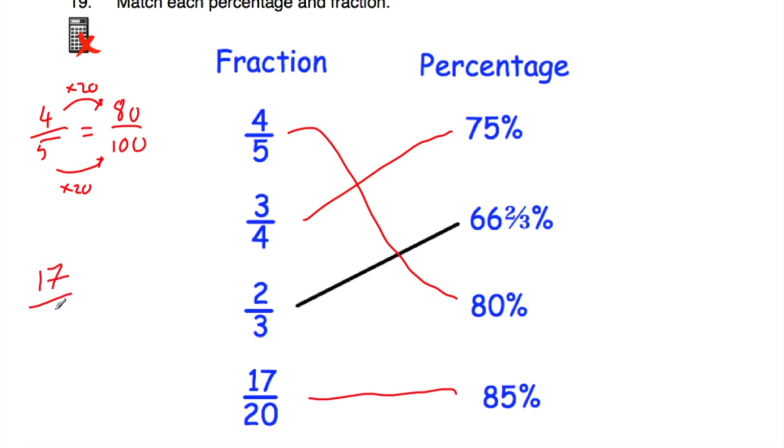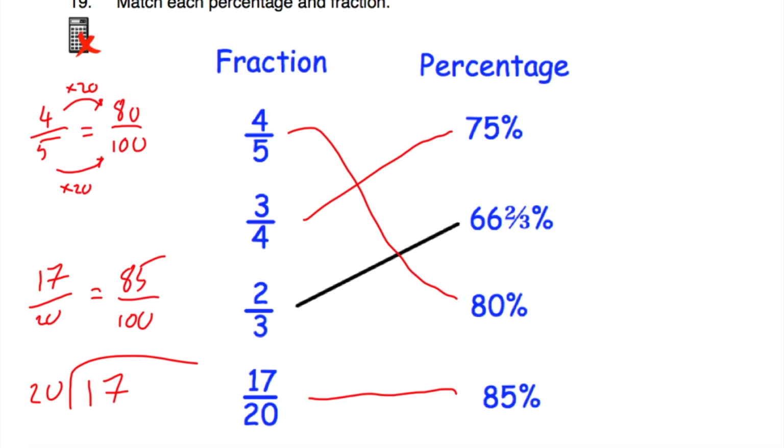And again, let's just check that. 17/20, if you times both the numerator and denominators by 5, you would get on the denominator 100. And 17 times 5 is 85, so that's 85%. Alternatively, we could have taken the 17, divided it by 20, and when you do that division, you're going to get that's equal to 0.85, which again would be then 85%.